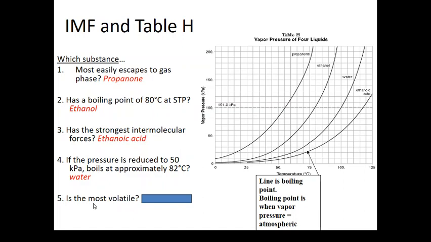The last one is which is most volatile. Volatile, which is a vocab word we talked about earlier, means escapes easily to the gas phase. So which one of the following escapes to the gas, which is actually the same question we answered earlier? We know that, again, that's propanone.